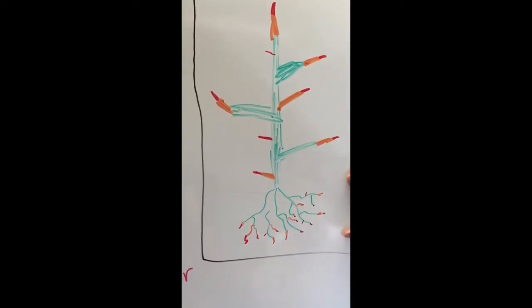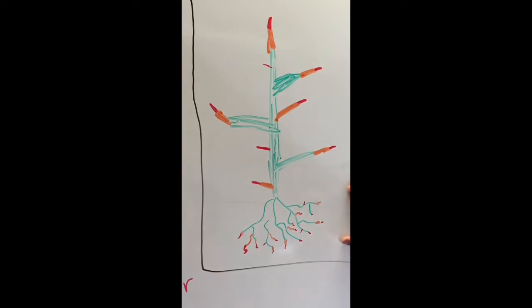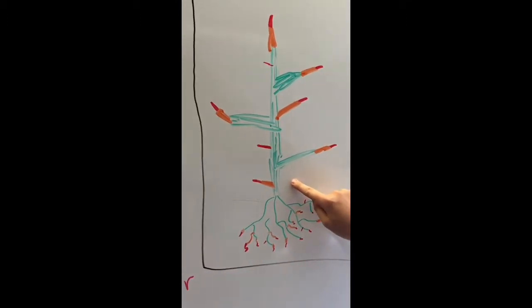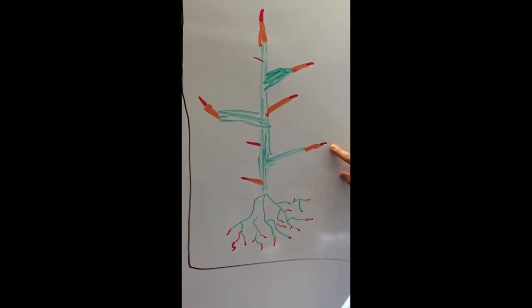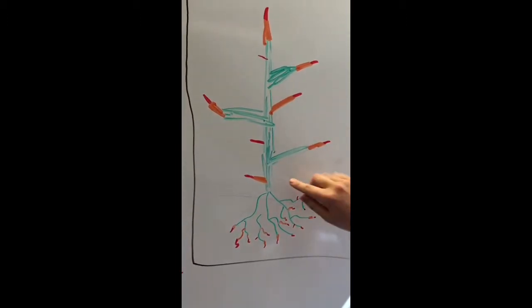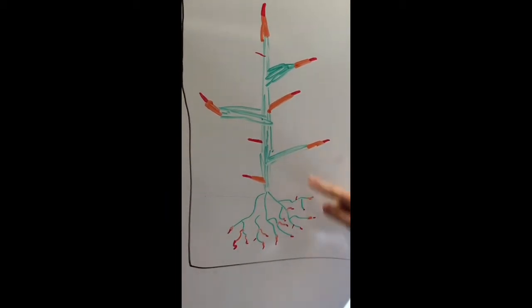Here we have a model representing tip growth in a plant over 3 different growing seasons. The green is the first growing season, the orange is the second, and the red is the third. As you can see, over each season, the plant is continuously undergoing tip growth in the stalk, the leaves, and the root hairs.